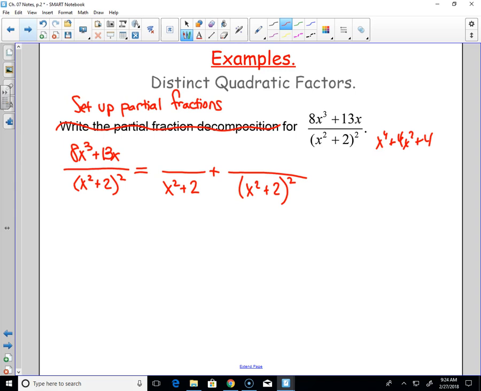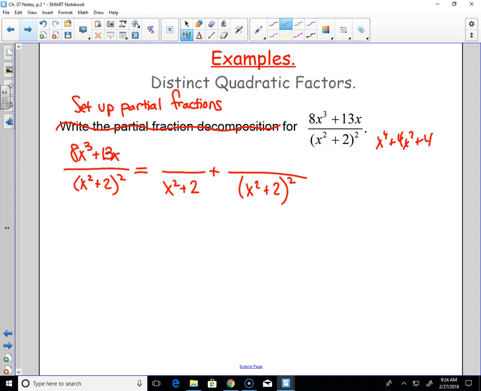Some of you missed this yesterday. If there's a repeated factor, we need to write it to the first power and then build up to the second power. If this was cubed, guess what? There would be 3. What would the next one be? This, then this, then the cubed one. If it was to the fourth, there would be 4, and you keep on going to the fourth power.